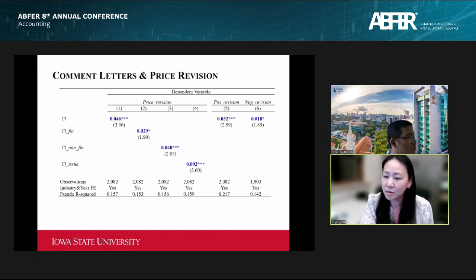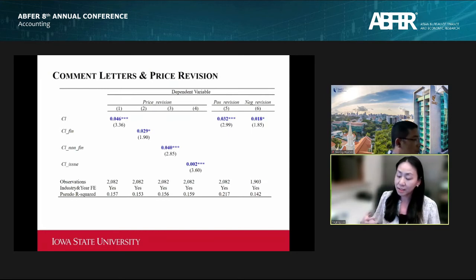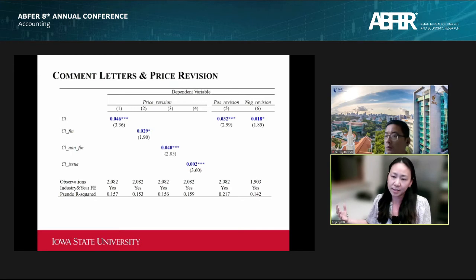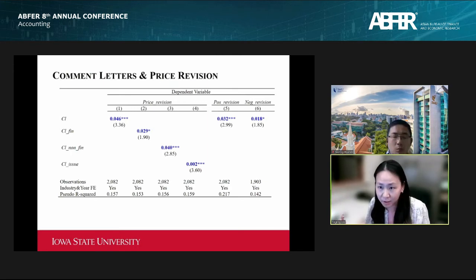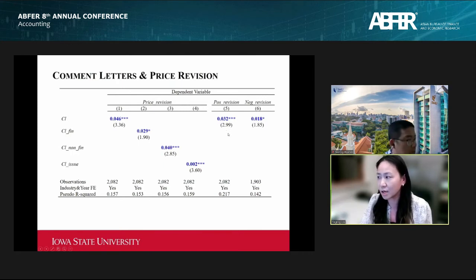So the second deal outcome we investigate is price revision. Our hypothesis, or our expectation, is that if the comment letter induces additional information disclosure, and if that information is credible, then that might affect the merger terms or the price renegotiation. And we do find a very significant association between getting a comment letter and the price revision. This price revision is stronger for the positive revision. We do find weak evidence that getting a comment letter is also associated with a higher likelihood of negative price revision, but the effect is much stronger on the positive side.